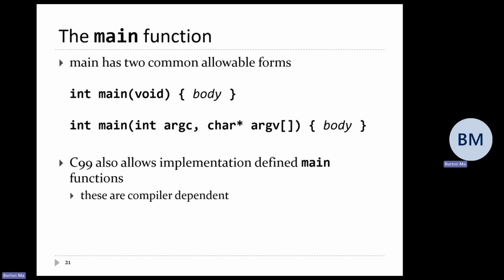You can write a C program that accepts command line arguments, just like you can write a bash script that accepts command line arguments. If you want your program to accept command line arguments, it's the second version that you need to use. argc is the number of command line arguments plus 1. We'll talk about that later on.